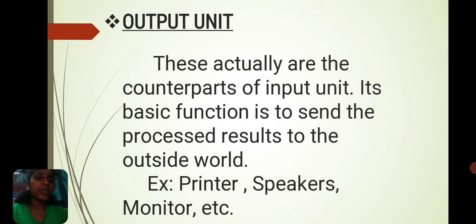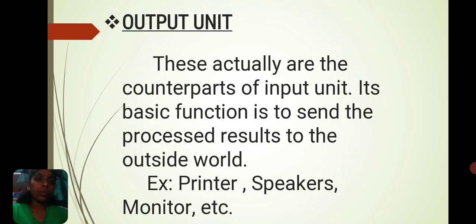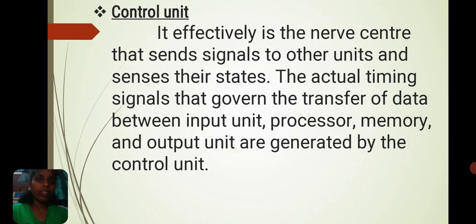Next one, output unit. These actually are the counterparts of input units. Its basic function is to send the processed results to the outside world. Examples: printers, speakers, monitor, etc. Control unit: it effectively is the nerve center that sends signals to other units and senses their states. The actual timing signals that govern the transfer of data between input unit, processor, memory and output unit are generated by the control unit.